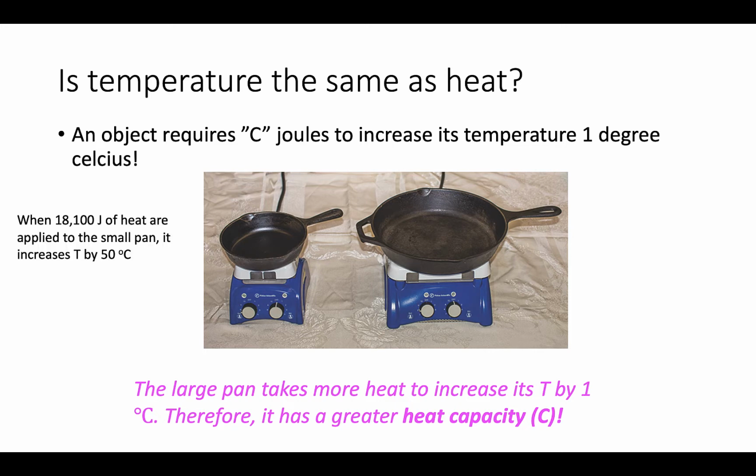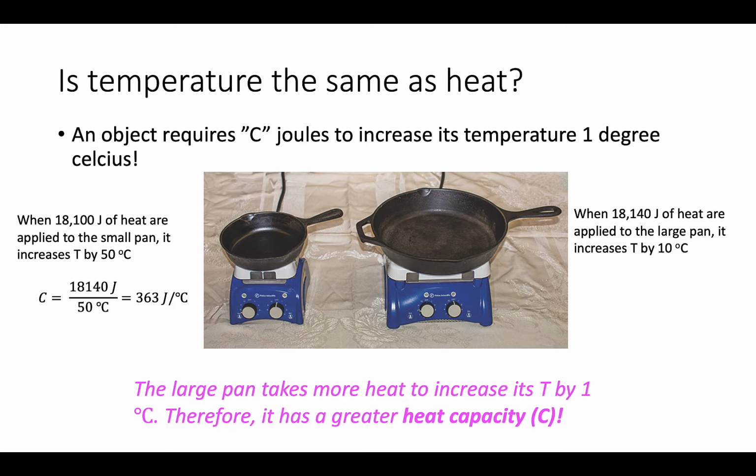And so let's say that if 18,140 joules of heat are applied to the small pan, it goes up by 50 degrees Celsius. Well, we would say that the C for this pan, the heat capacity, is this amount divided by 50 degrees Celsius. And therefore we get a heat capacity for the small pan of 363 joules per degree Celsius. In other words, it takes 363 joules of heat to increase the temperature 1 degree Celsius.